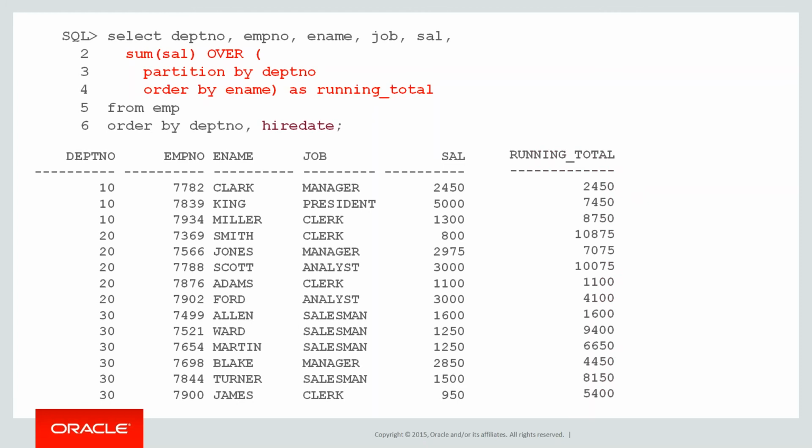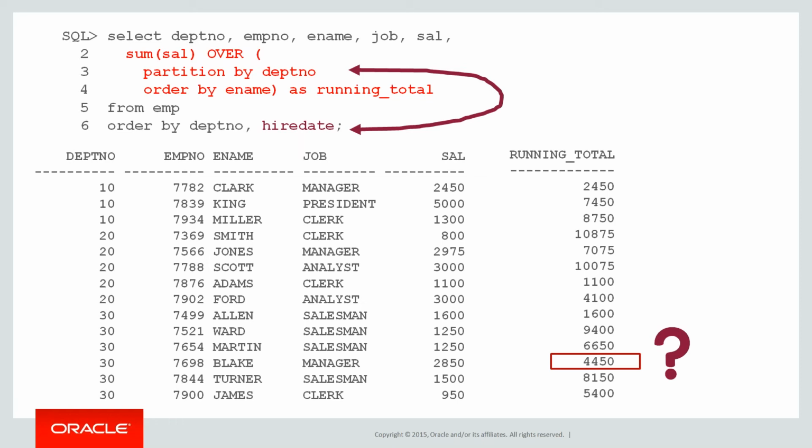I don't have to do that. I could actually do a sum of salary. I can get a running total by department number ordered by employee name, but my results can be ordered however I like. I could order by department number and hire date. Because they're different, what happens is the actual running total looks a bit strange.